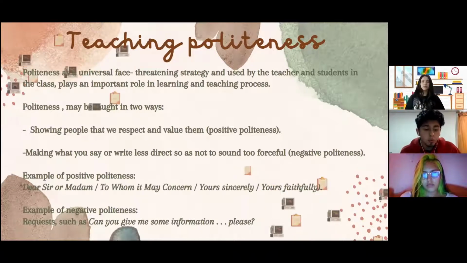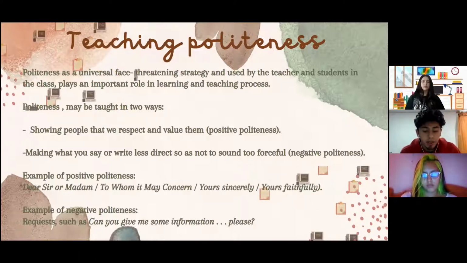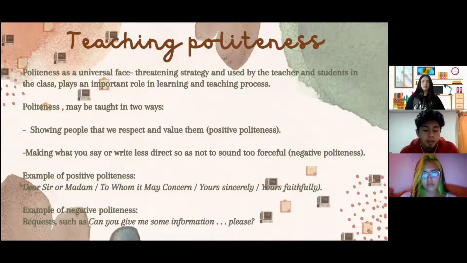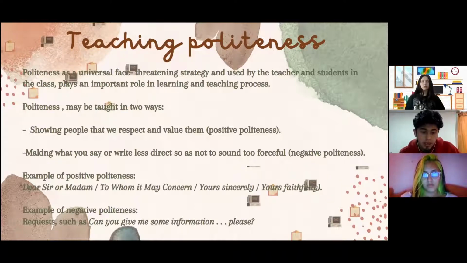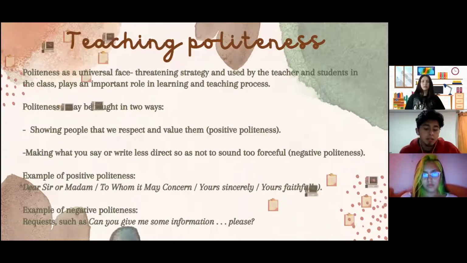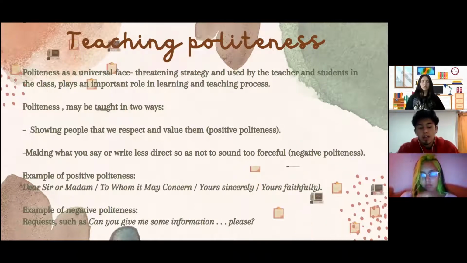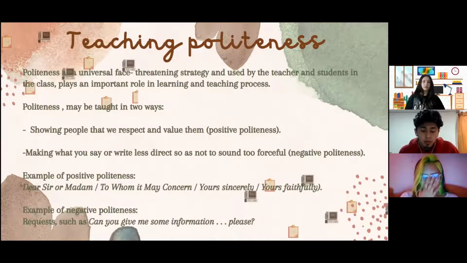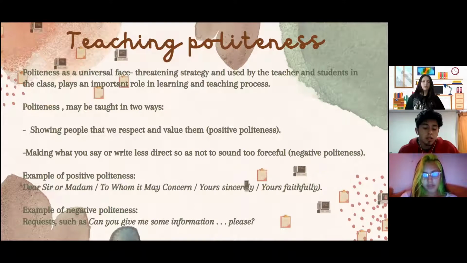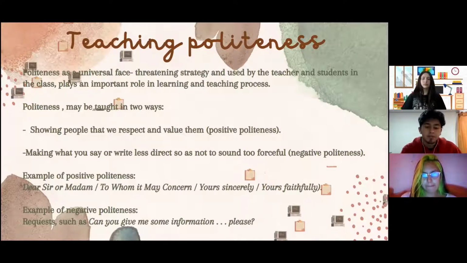So, for example, we have requests such as, "Can you give some information?" To go deeper, we have to be indirect. For example, "I'm looking for a pen." Then we have to minimize the imposition. For example, "I just want to ask you if I could use your computer." And lastly, we have to pluralize the person responsible. So, "I forgot to tell you that you need to buy your plane ticket."